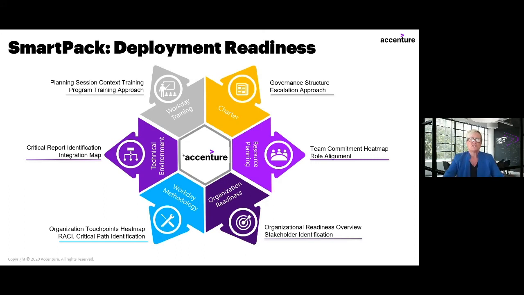And then of course, technical environment. We call this the jump start from the technical perspective, because we're going to go ahead and get you started in having those conversations about the vendor communications that are going to need to take place, going ahead and defining those reporting inventories and integrations inventory. And then also the last focus point is Workday training.